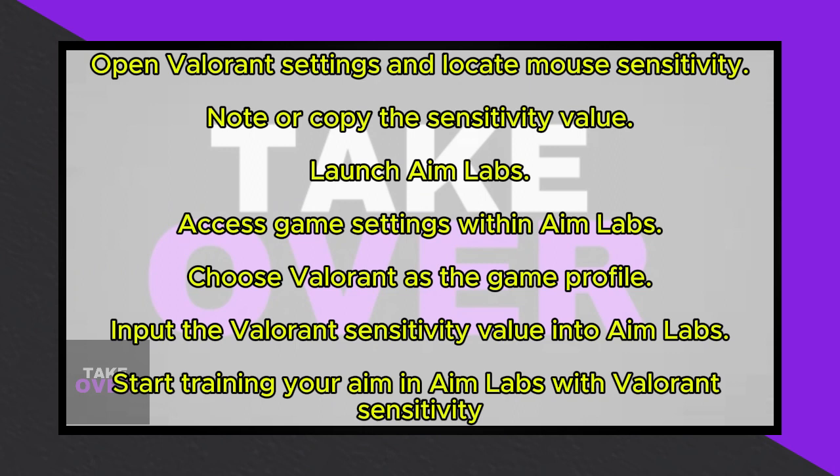Now, input the sensitivity value you noted from Valorant into Aimlab. Ensure that you enter the exact same value. Once you've done this, your Valorant sensitivity will be copied over to Aimlab seamlessly. That's all there is to it. Now you can train your aim in Aimlab with the same sensitivity settings as Valorant.